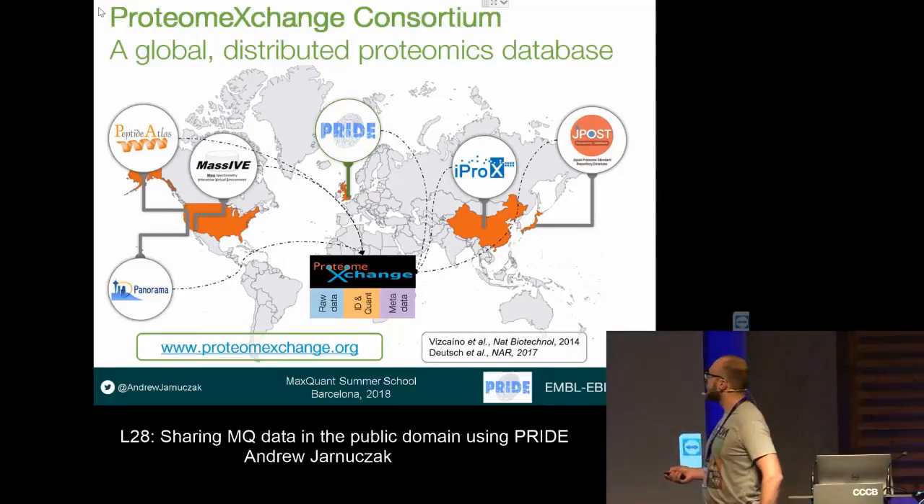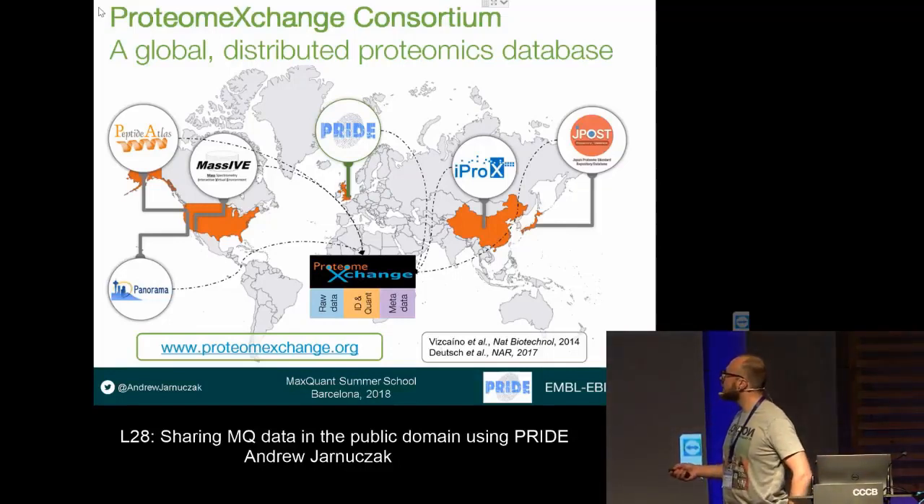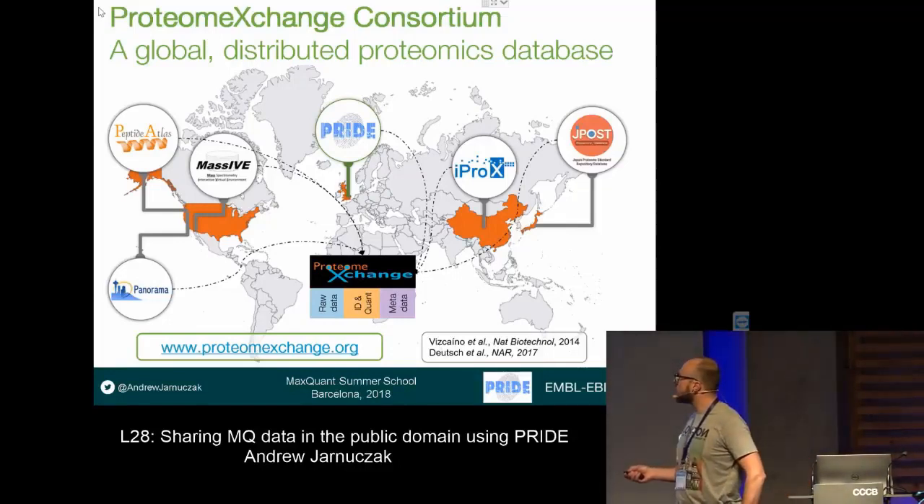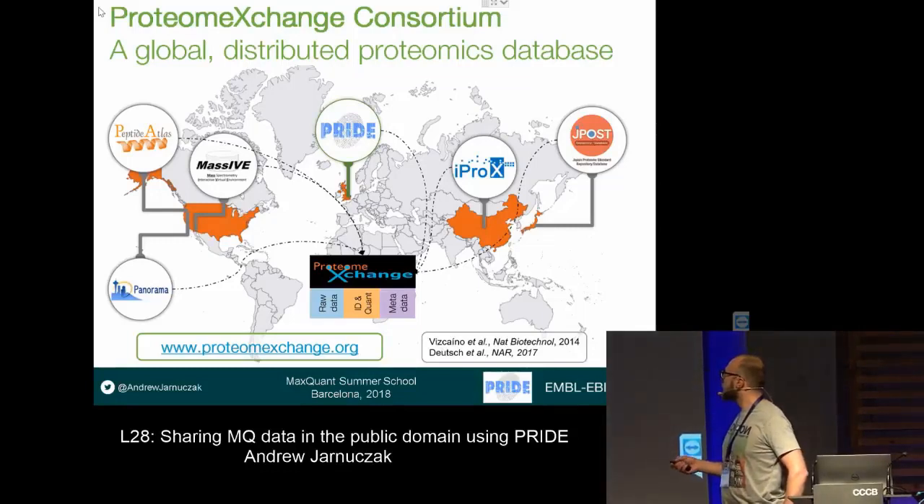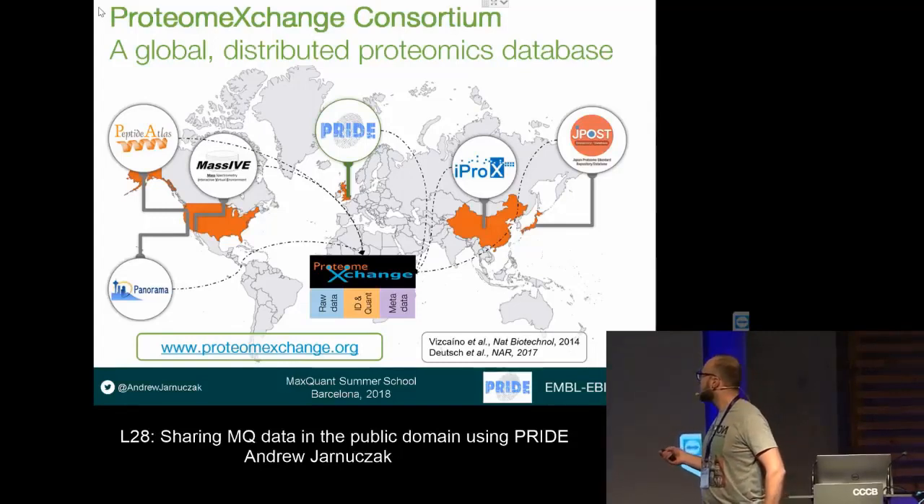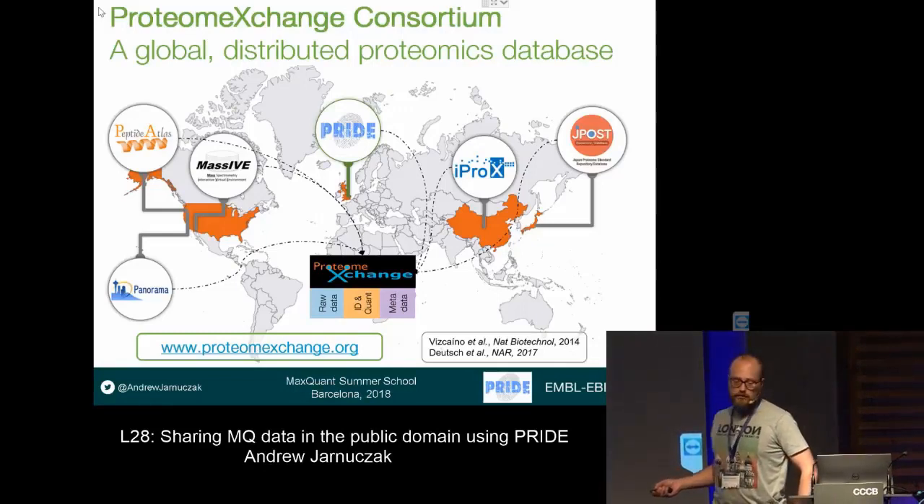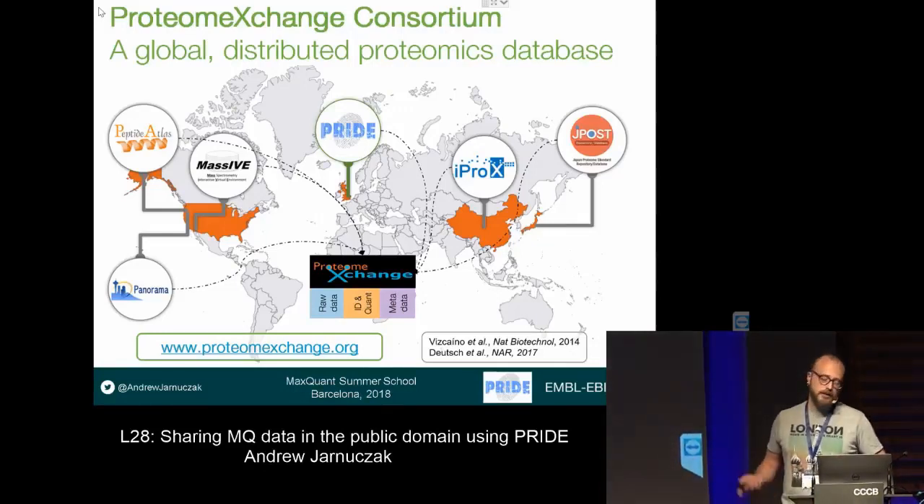So now we have 6 partners: MassIVE in California, PeptideAtlas, the initial founders, then recently JPOST joined in Japan, iProX in China, and last month Panorama Public, I think, in Seattle.